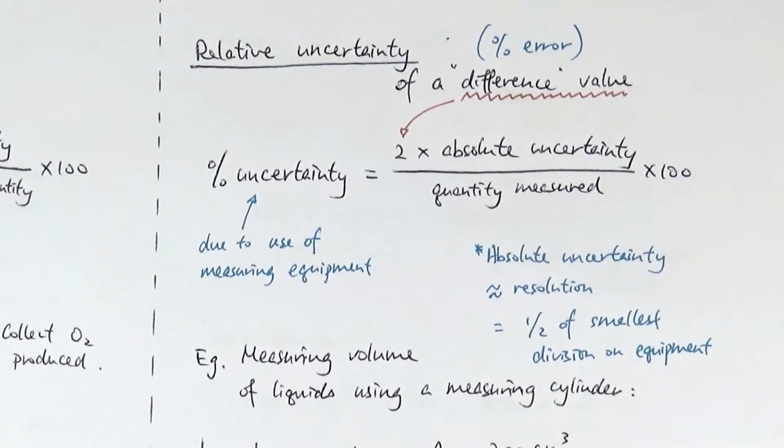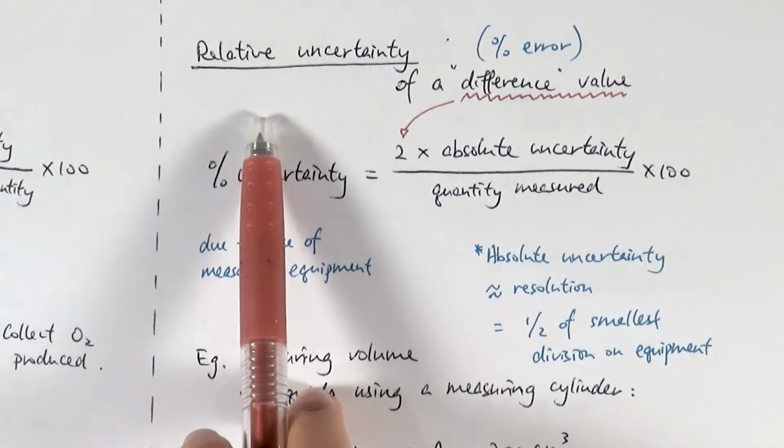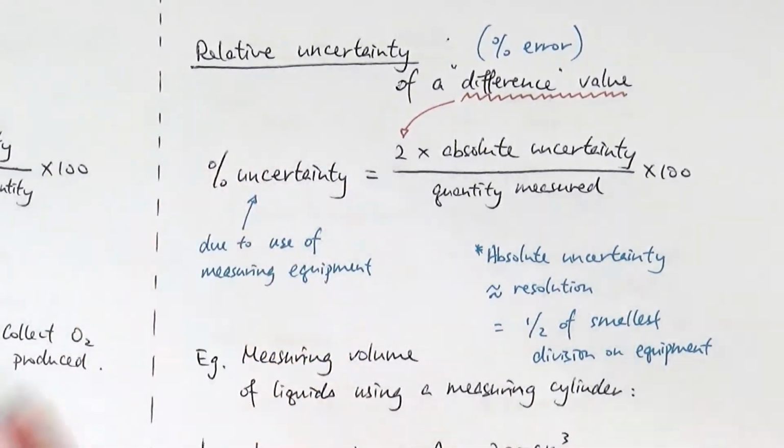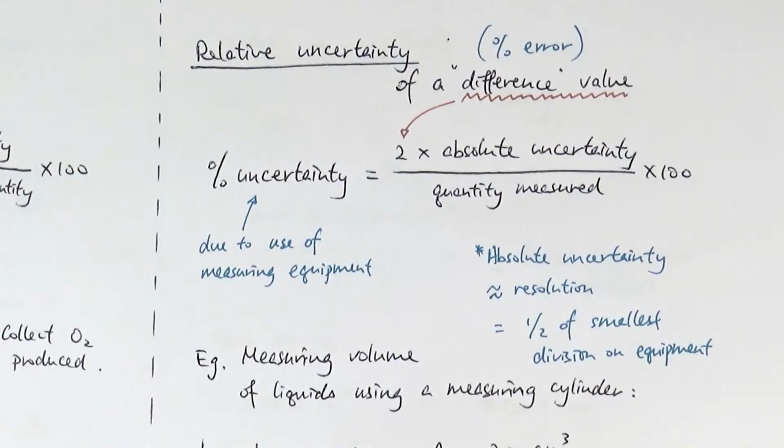Now, on the note of talking about experiments or theoretical yield, we can also consider relative uncertainty. This is perhaps a little bit more commonly asked than percentage yield, and people often get tripped up on this one because we rarely talk about uncertainty. So what does it actually mean by uncertainty?